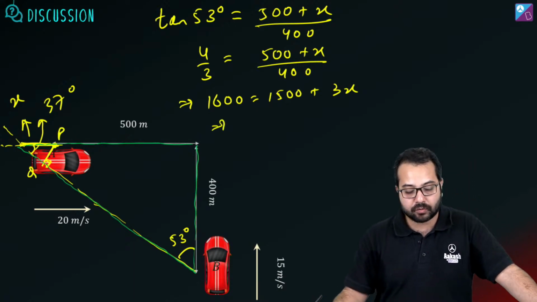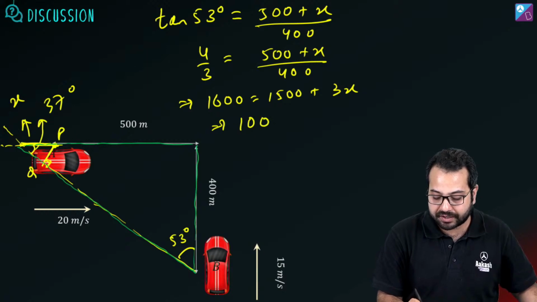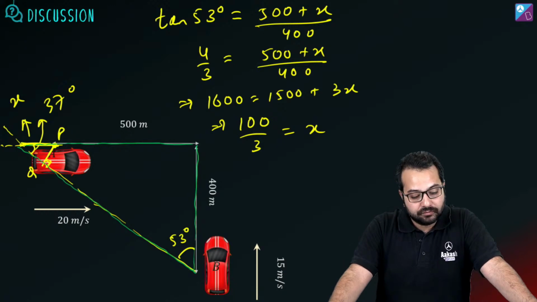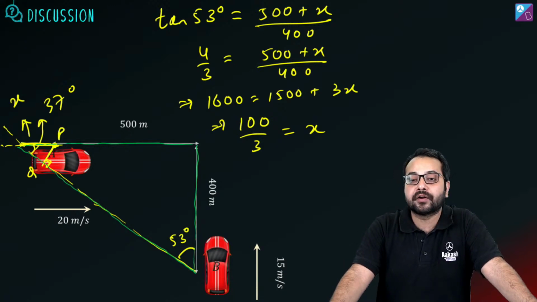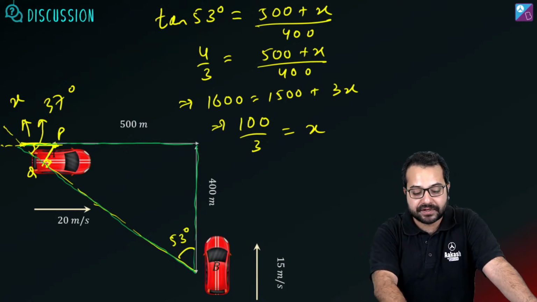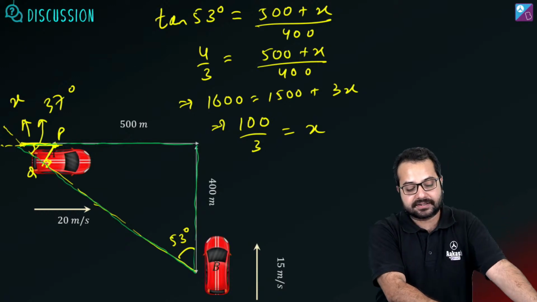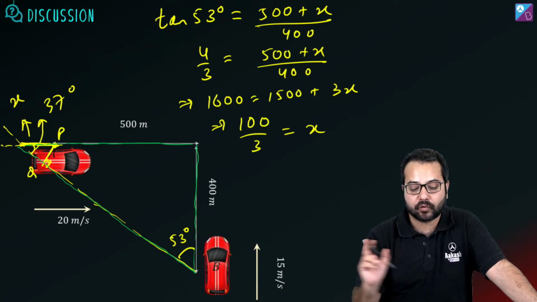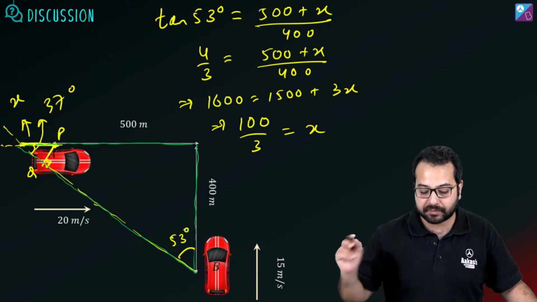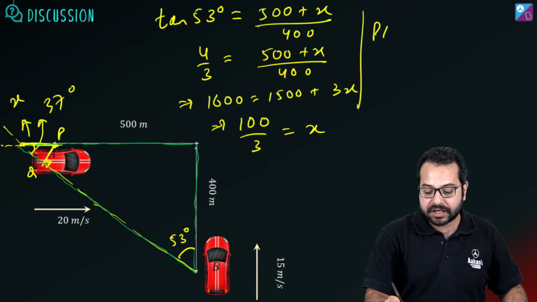And so from here, what do we get? We get 1600 minus 1500, which is 100, divided by 3. This is equal to x. Is that correct? So what is x? X is equal to 100 divided by 3. Do you agree? So tan 53 degree is equal to 500 plus x divided by 400, and from there we got 1600 is equal to 1500 plus 3x and x is equal to 100 by 3. Is that clear?